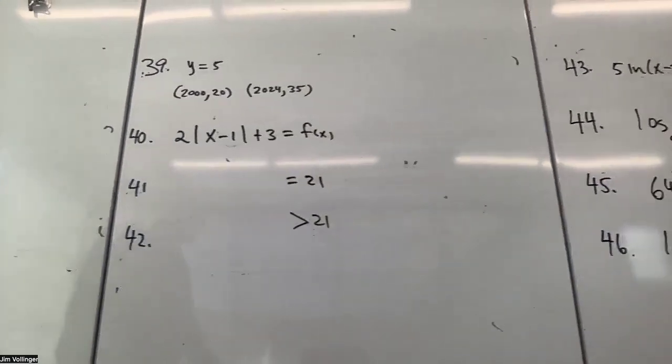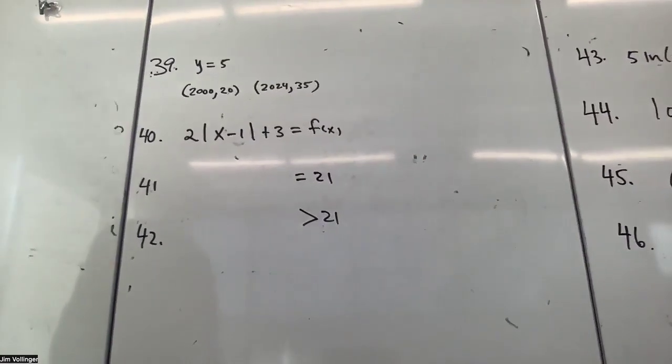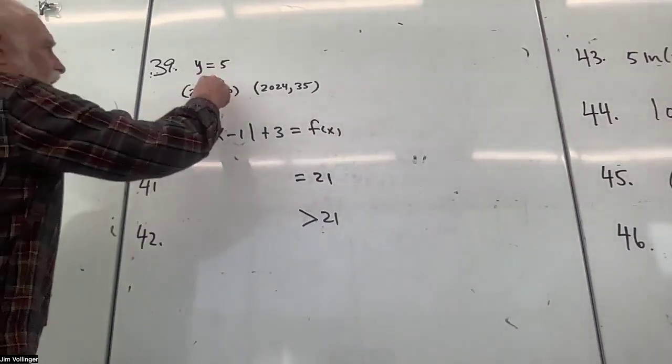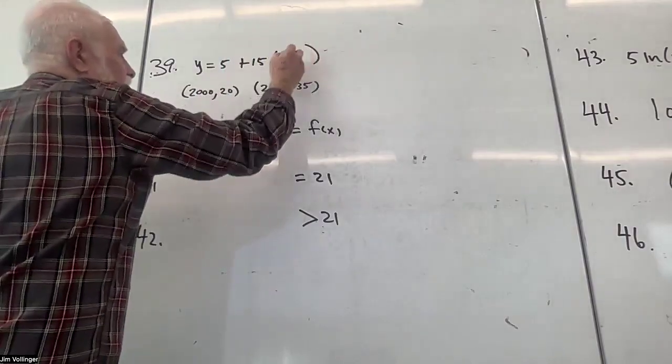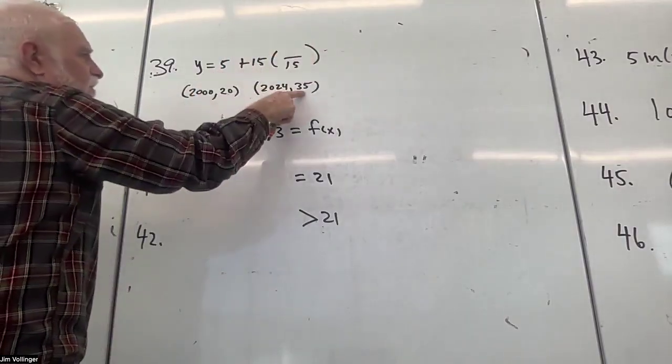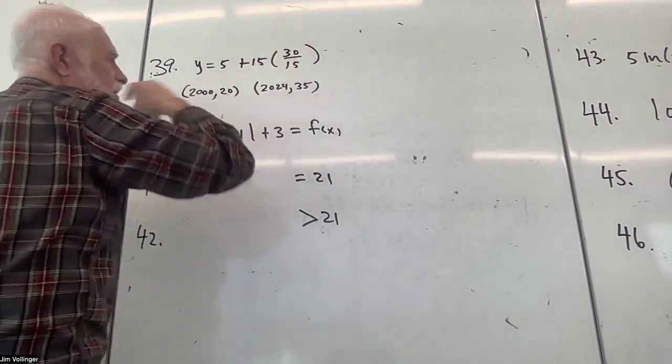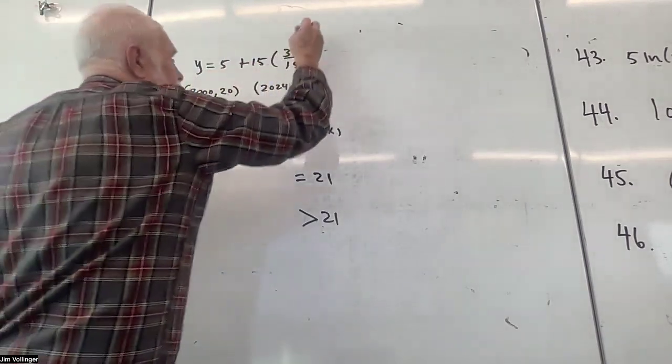Y equals 5 is the asymptote. Exponential problem. So how do you get from 5 to 20? You add 15. Next time you don't add 15. How do you get from 5 to 35? You go up 30. So I got an exponential decay.